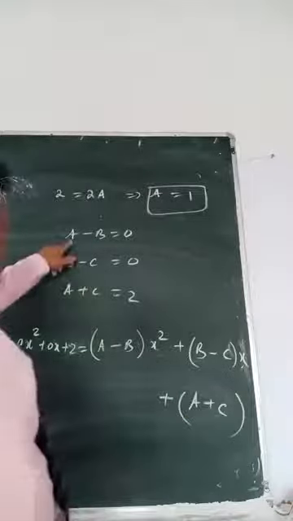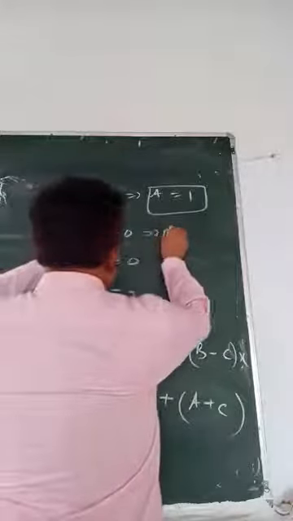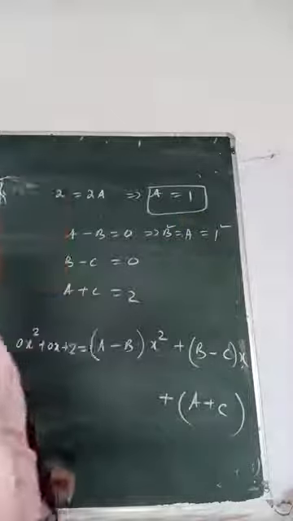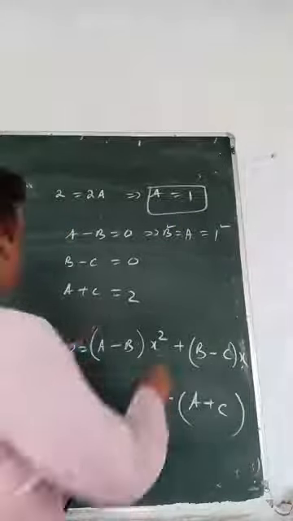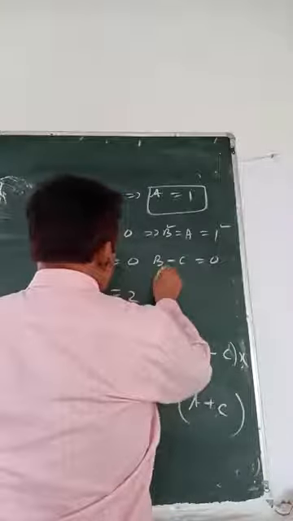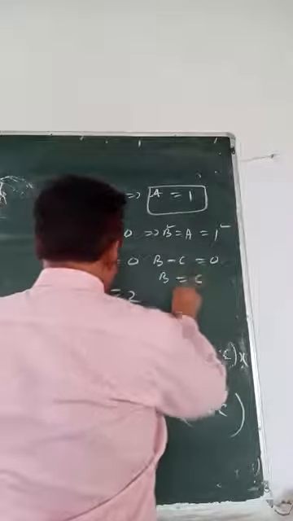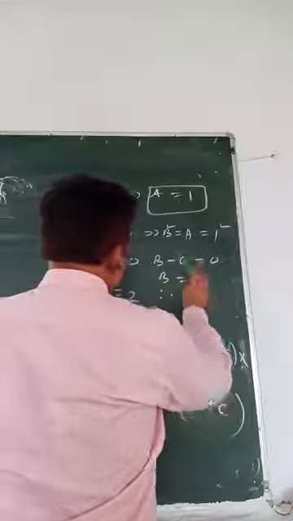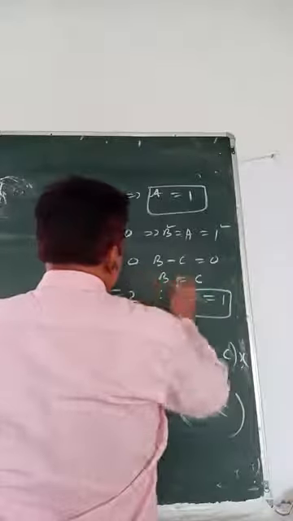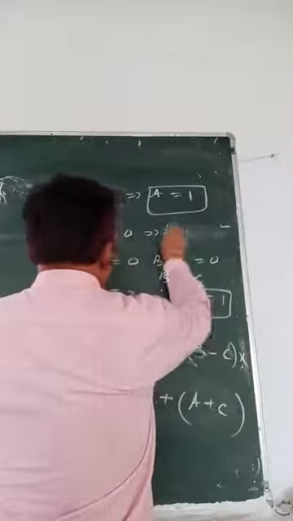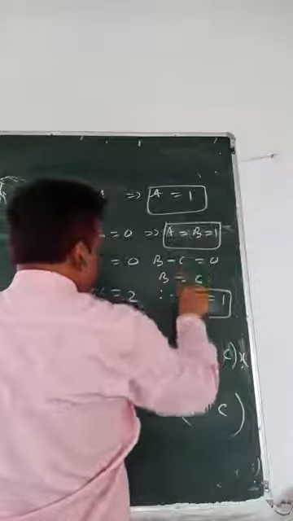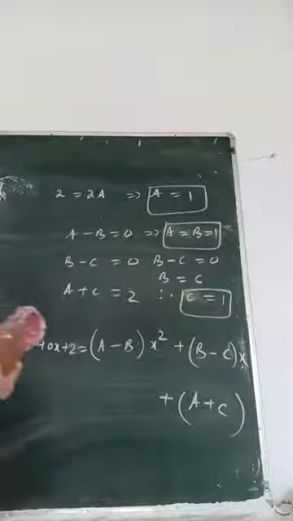So already I have got a. This implies b equals a. That is 1. That means b is also 1. a plus c equals 2. Or you can find from here, b minus c equals 0. b is equal to c. So b is equal to 1, so c is equal to 1. So 1 value here, 1 value also here. Three values you got.